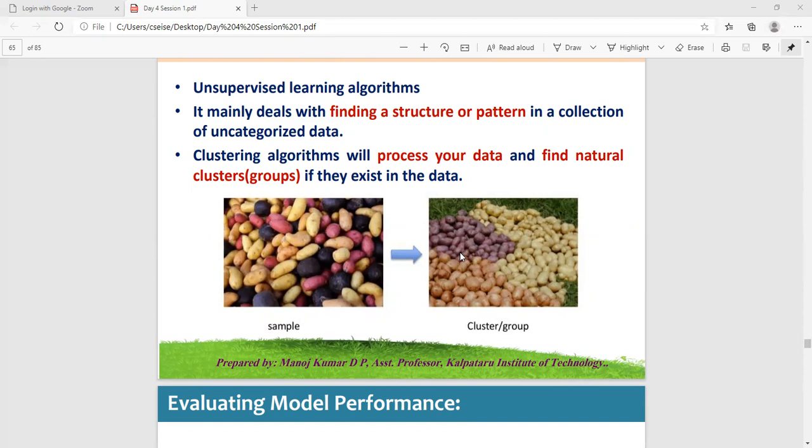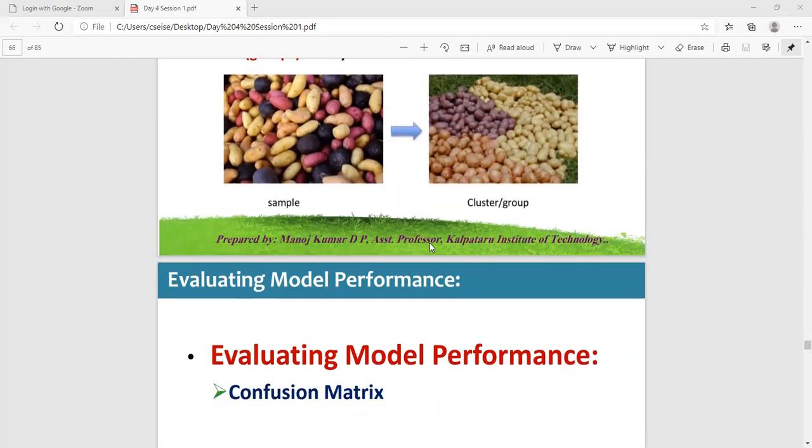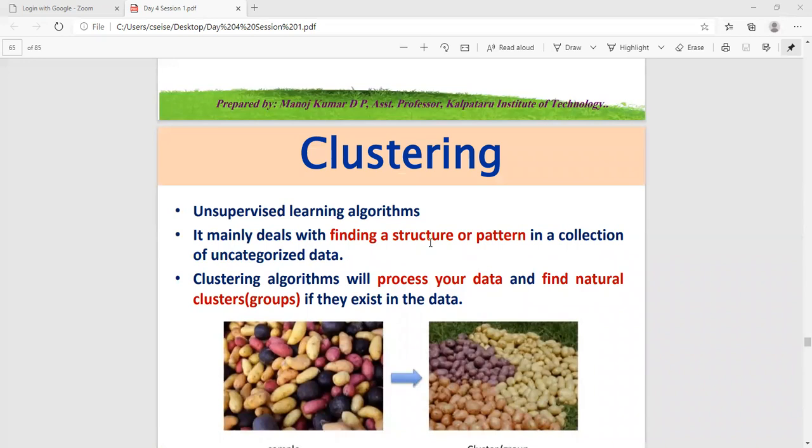So unsupervised learning means no input, no output, no x, no y, nothing will be there. It deals with structure or a pattern in uncategorized data. There is no category here. All pink ones are not labelled as coming here, or white ones, or black ones. So everything is an uncategorized sample. That uncategorized sample we will process and find natural clusters if they exist in the data.